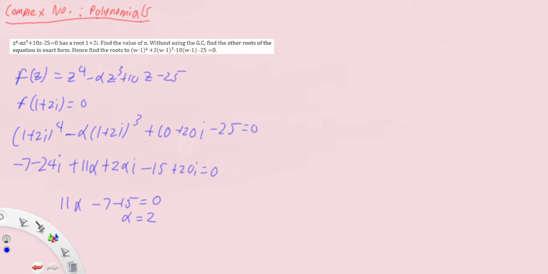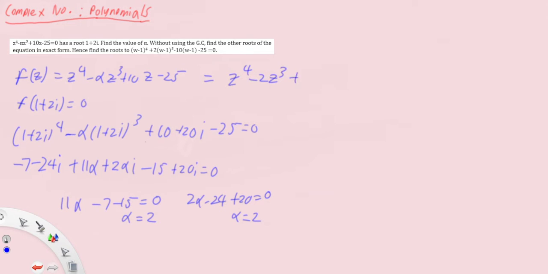You can check your answer with the imaginary part as well. Imaginary part, we have 2 alpha minus 24 plus 20, which equals to 0. You notice that we bring this over, 24 minus 20 is 4, alpha equals to 2 as well. All right, so it all adds up, we know that the value of alpha is 2. And because alpha is 2, we have all real coefficients.